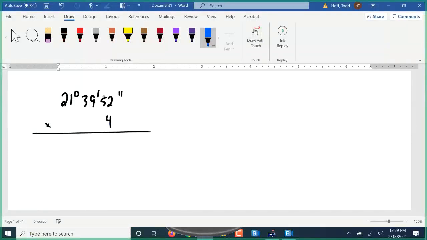We did 4 times 52 is 208, which is bigger than a minute. It's 60 seconds in a minute. Well, it's bigger than 2 minutes. 2 times 60 would be 120. 3 times 60 would be 180, so it's actually bigger than 3 minutes. That's 3 minutes. We're going to subtract the 180 seconds that used up, leaving us with 28 seconds. And we carry the 3 minutes.